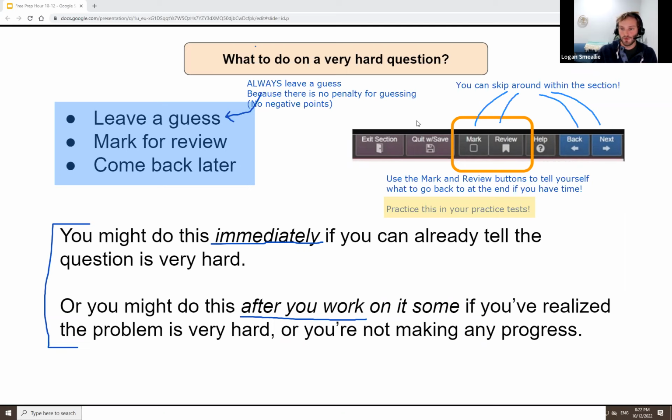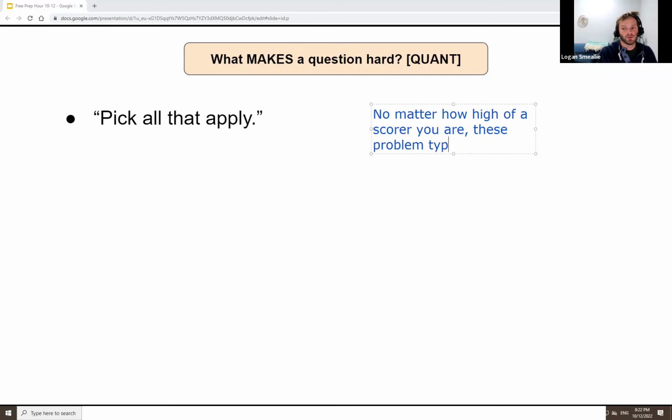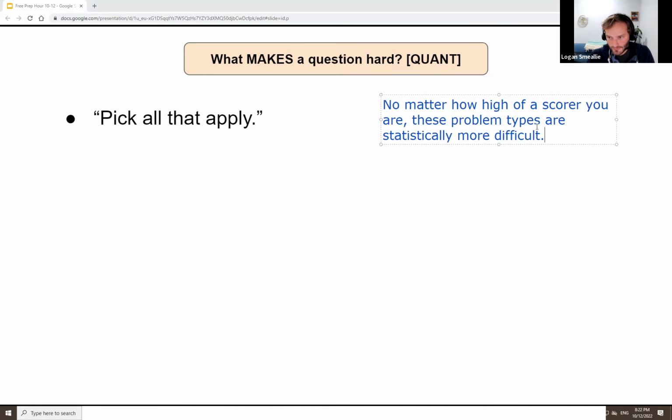I'm going to just run through statistically some of the hardest quant topics and formats. And even if you are a great test taker, you are not immune to these statistics. So no matter how high of a scorer you are, these problem types are statistically more difficult. So you should at least be aware of their difficulty level. One of them is pick all that apply.